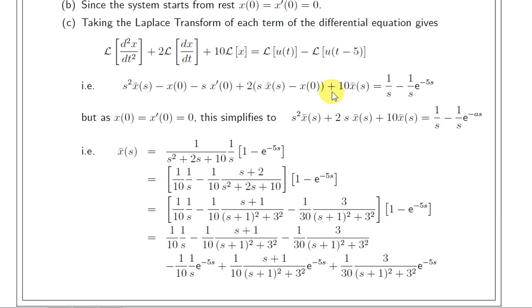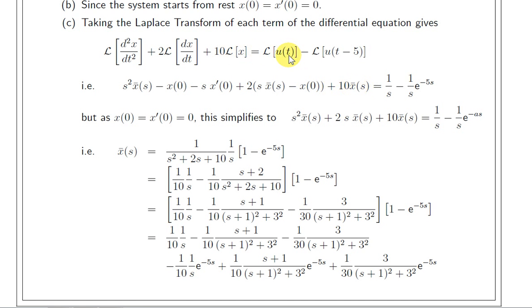Now we could write L of x as capital X of s, or what's done here is to write L of x as x bar. So remember, we're looking for little x as a function of time. That's the solution to the differential equation. So L of x is given the notation x bar here.